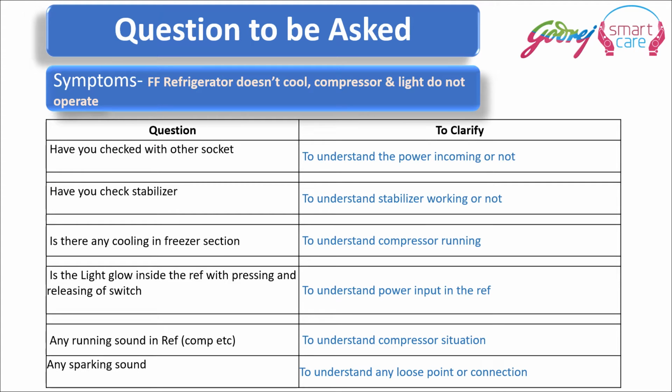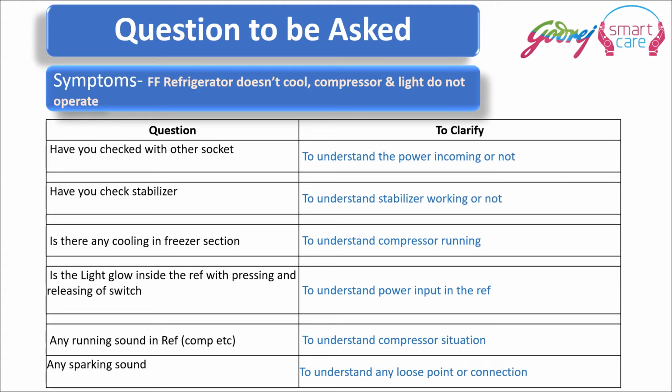For solving any problem or for analyzing, what we need to do is to ask some basic questions to the customers. Like in this case, you can ask the customer whether they have checked the refrigerator with some other power input socket, so that we can rule out the possibility of any problem in the power socket. We can ask the customer whether they have thought of installing any stabilizer if there is any voltage fluctuation in their area.